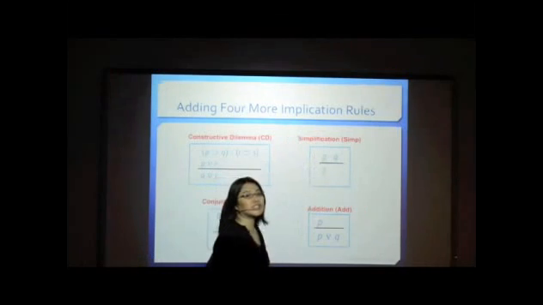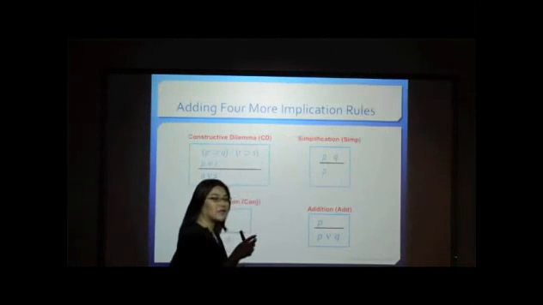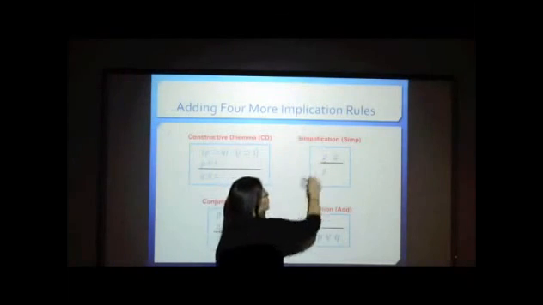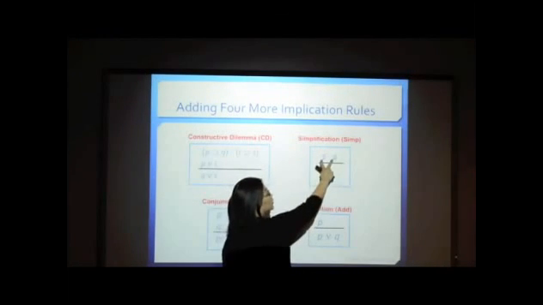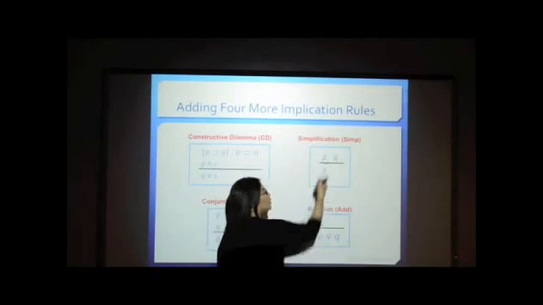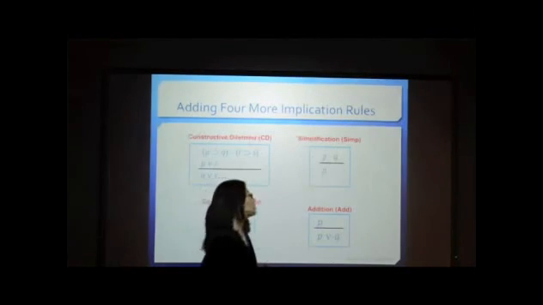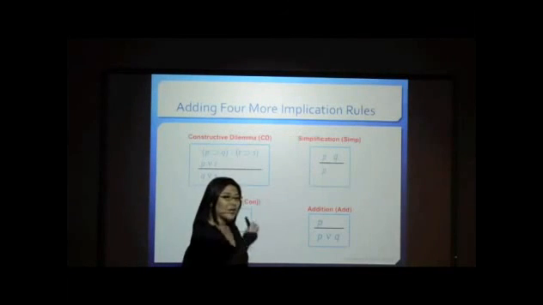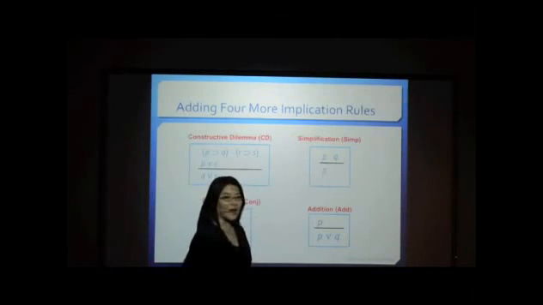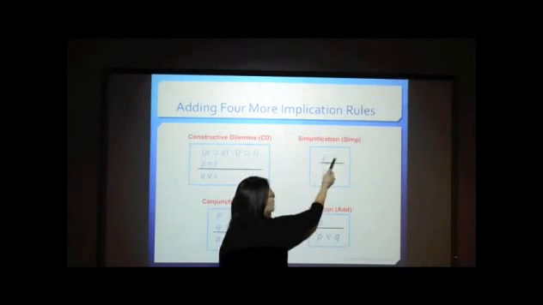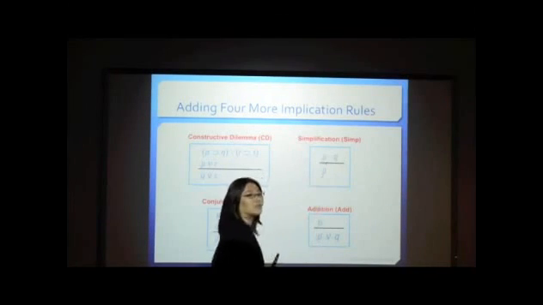Here is simplification. Simplification is basically the opposite of conjunction, okay? So this tells you that when you have a conjunction, okay, when you have P and Q, you can conclude one of the conjuncts, okay? In this case, the first conjunct, okay? So if I have apples and oranges, okay, then from that I can conclude that I have apples, right? So if I have apples and oranges, then from this statement I can conclude I have apples, okay?